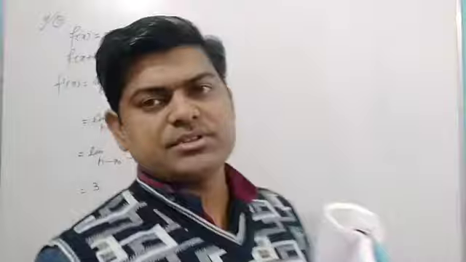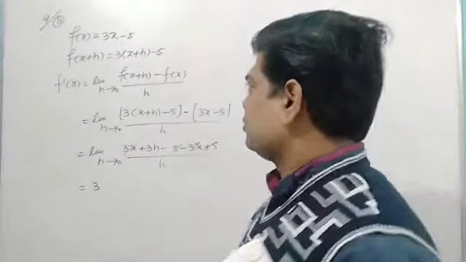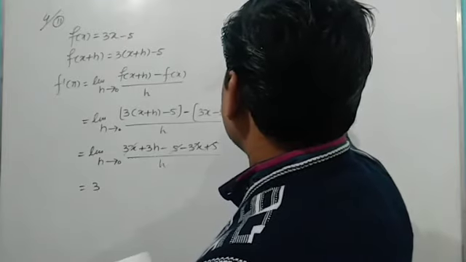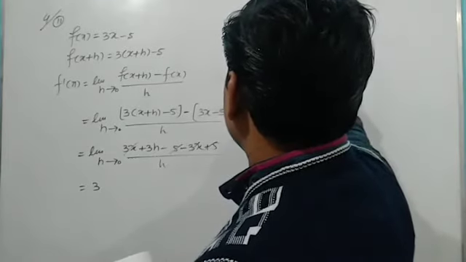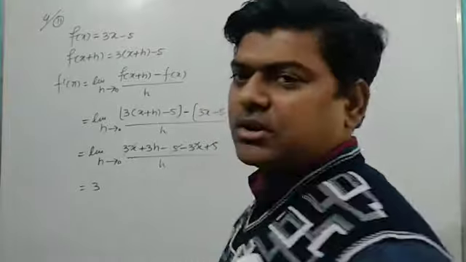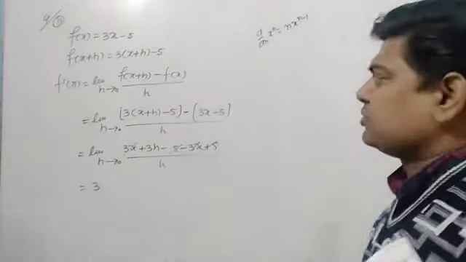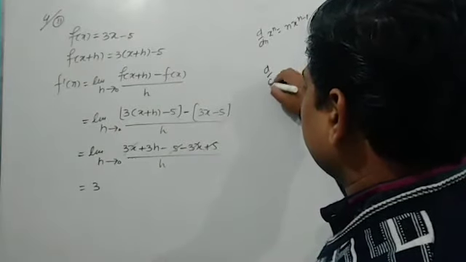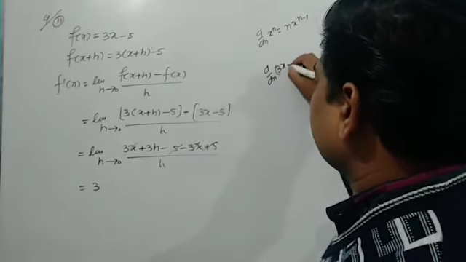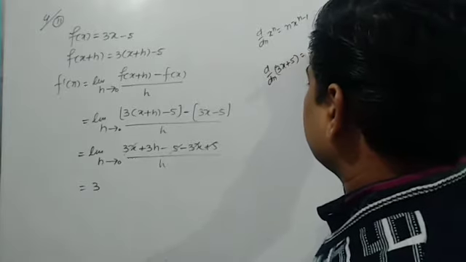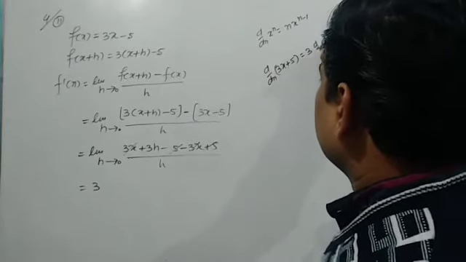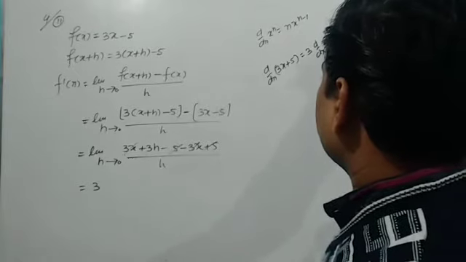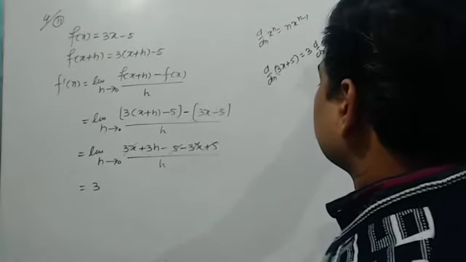Now this is the differentiation, and same thing as I told you in one formula, that d/dx of x to the power n is equal to nx to the power n minus 1. If I use the same formula to find the differentiation of this one, I'll use d/dx of 3x plus 5, it means 3 d/dx of x minus d/dx of 5. The differentiation of a constant term will be 0.